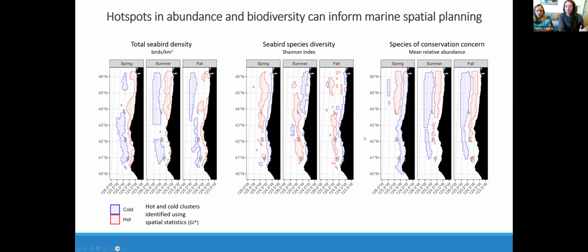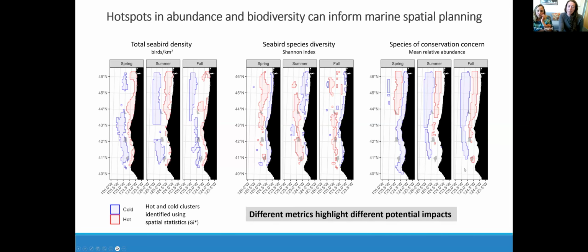Or this area off of the Humboldt lease area is in a cold spot, again, for total number of species, but it's right in this hot spot for species of conservation concern in the fall. So all of this to say that these different ways to think about where are important areas will highlight different potential impacts depending on how you measure it.